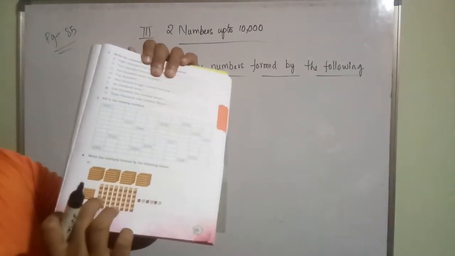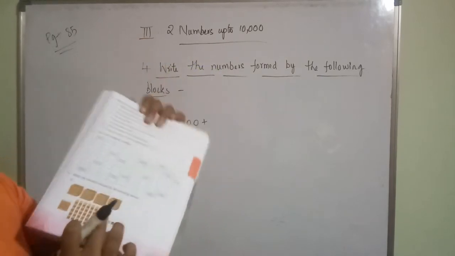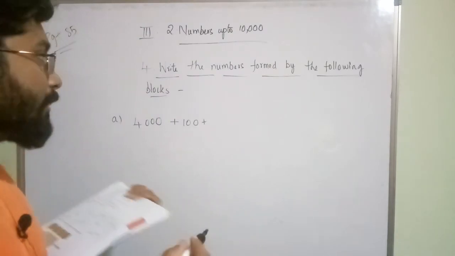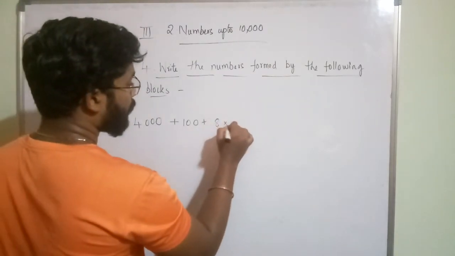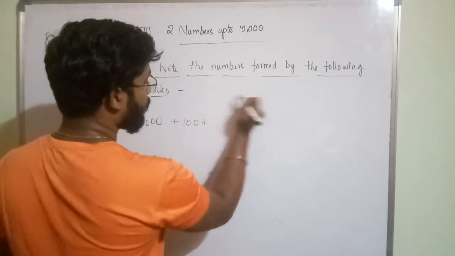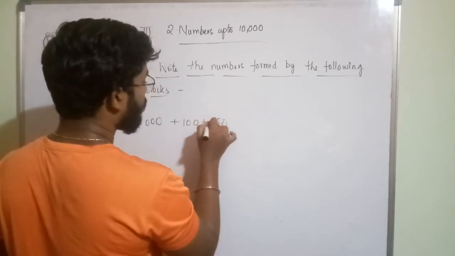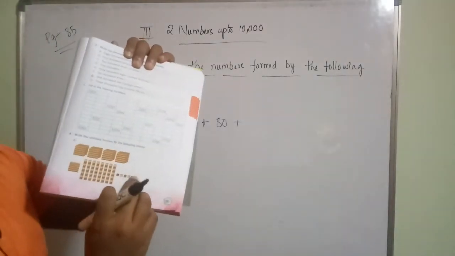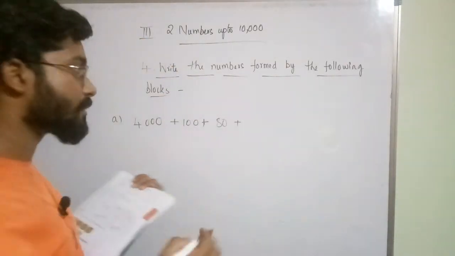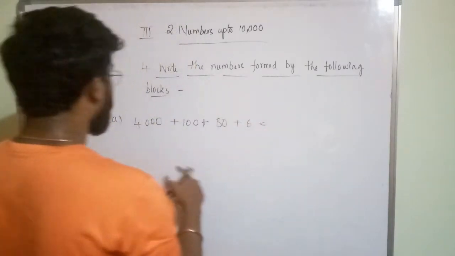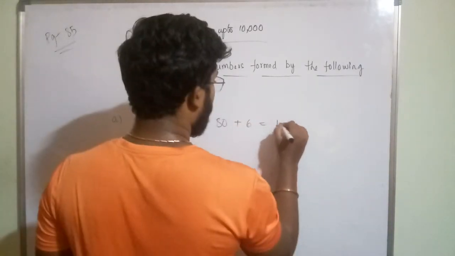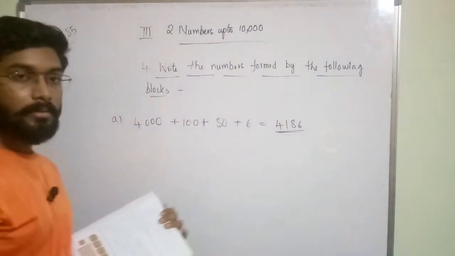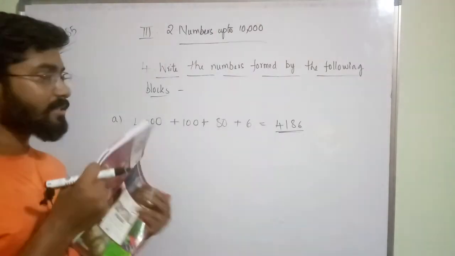Okay, here this one, 1 2 3 4 5 6 7 8, 8 tall boxes are there, means 8 into 10. 8 into 10 means how much? 80. Okay, plus 1 2 3 4 5 6 smaller boxes are how much? 6. So if you add them totally, what will you get? 4186. This is the answer. First A answer is this one.